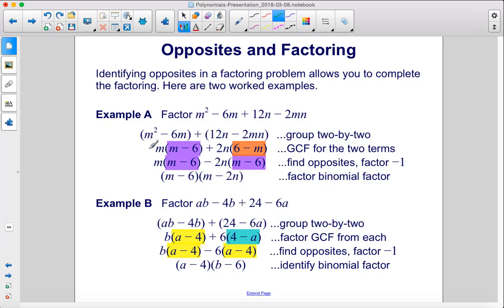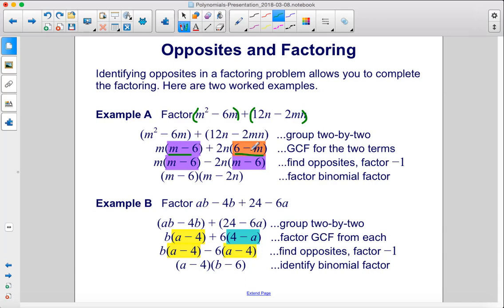In this case, we grouped it 2 by 2, so we just put in parentheses here and here. Then we found the greatest common factor and factored those out, and we were left with m minus 6 and 6 minus m. What we usually like to see are the same binomial in each side, but we see that this is the opposite of what we want.